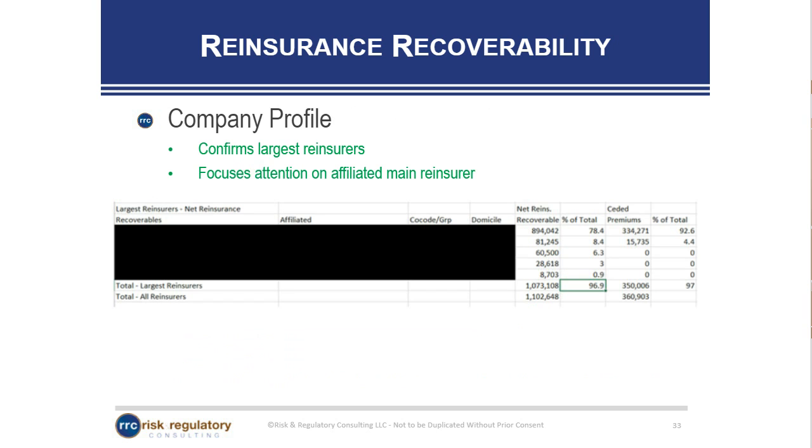Then if you look at the company profile, one of the great tools that the NAIC has out there for us to use, it confirms the largest reinsurer. It helps you to focus your attention on the large main reinsurers, but it really doesn't assess the credit risk. It just helps you to stratify in terms of significance.